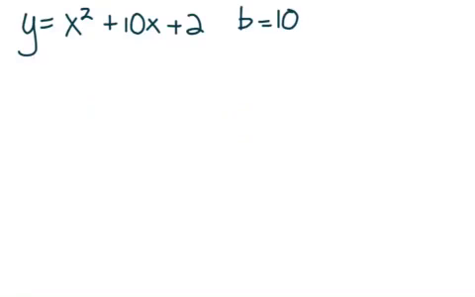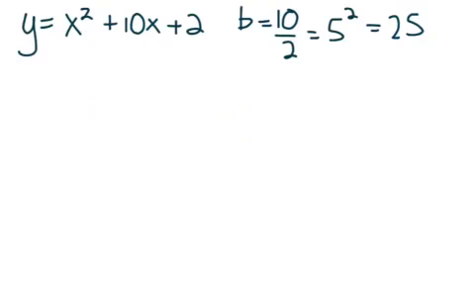Then I need to do two things to this number. First, I divide it by 2, which gives me 5. Then I have to square it. So I square 5, and that gives me 25. That means that 25 is the number that I need to help make this perfect square trinomial.